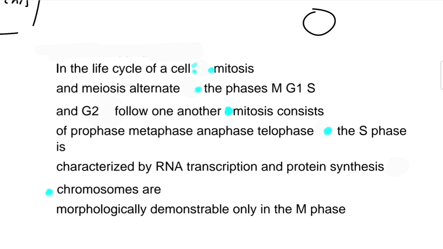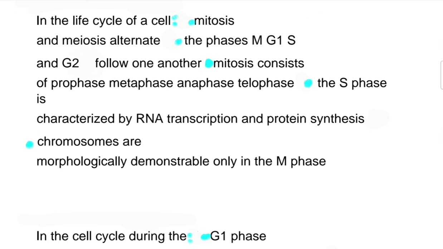In the life cycle of the cell, mitosis and meiosis alternate. The phases M, G1, S, and G2 follow one another. Mitosis consists of prophase, metaphase, anaphase, telophase. The S phase is characterized by RNA transcription and protein synthesis. Chromosomes are morphologically demonstrable only in the M phase. So, mitosis and meiosis alternate: this is false.